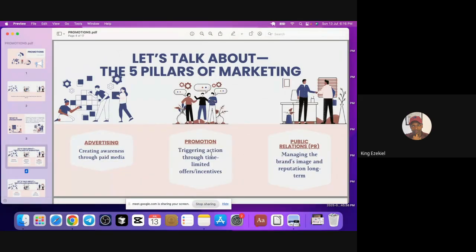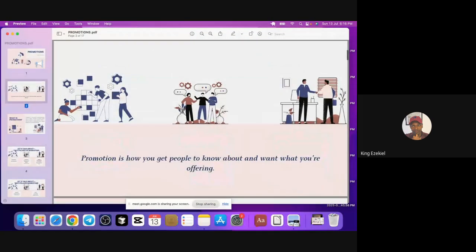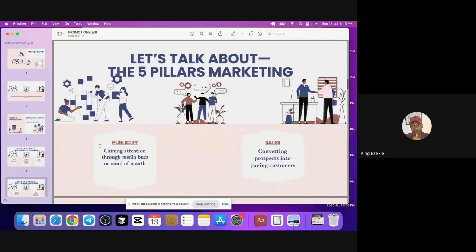While promotion, you are trying to what? Trigger an action. So you can't trigger an action without what? Getting your product out there. Getting people to know about your product. You can't trigger an action without people knowing about it. So that's why even in promotion, you need to put it out there. But publicity is mainly about that media buzz or word of mouth. Mainly about that what? Attention. So publicity, gaining attention.